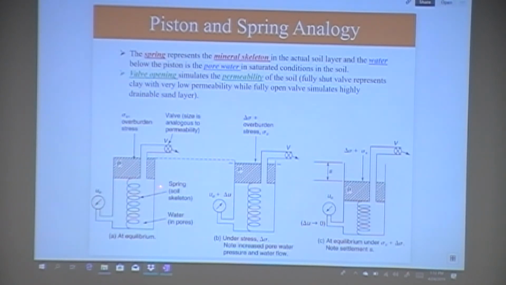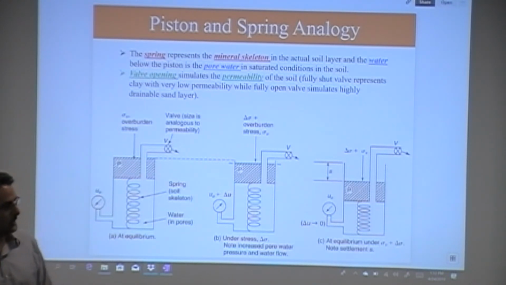This piston is already filled with water, and then you have this spring here. This spring represents the soil skeleton, the soil particles that we have. Water inside this piston represents the water in the soil, right? And then you have a valve here. The valve opening is related to the permeability of your soil.